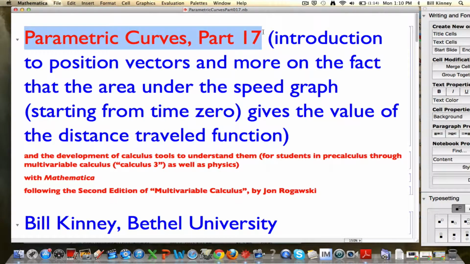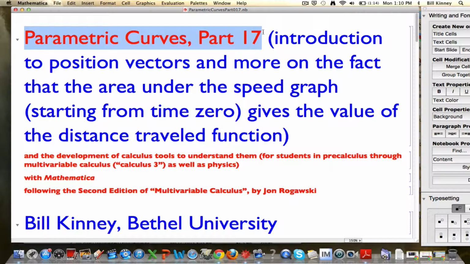This is part 17 of a series of many videos about parametric curves. We've been using parametric curves to model motion, and we'll continue to do that. We've been thinking about simple kinds of motion so far along a straight line, first at a constant speed and then at a non-constant speed.